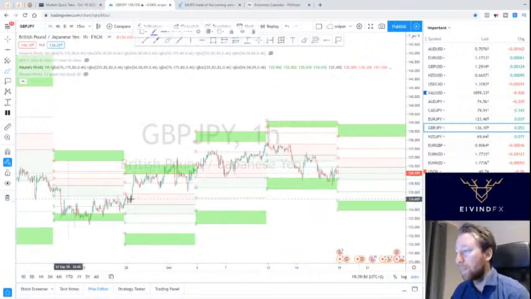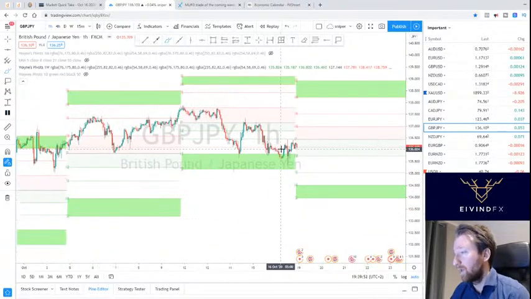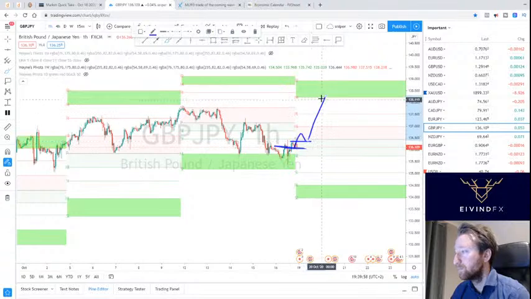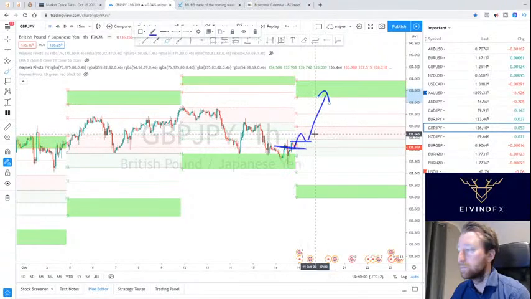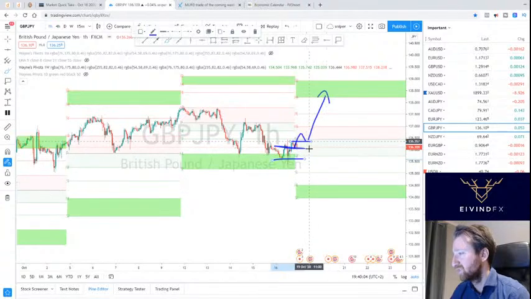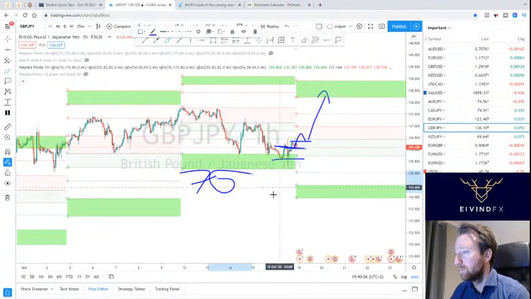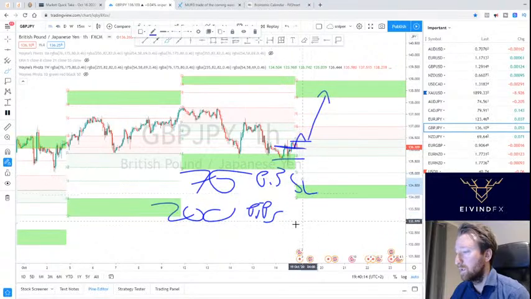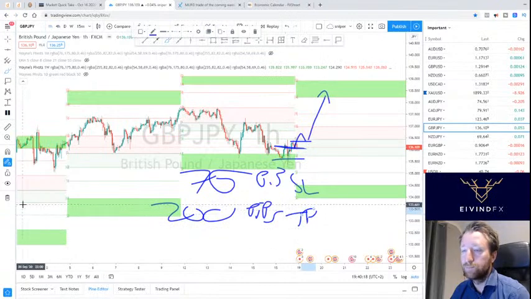Okay. So what I really want is I want this to go higher. So I want this to happen. Okay. Let's see if I'm right. Stop loss below here, 75 pips. And I think take profit is 200 pips. Something around there. Cool.